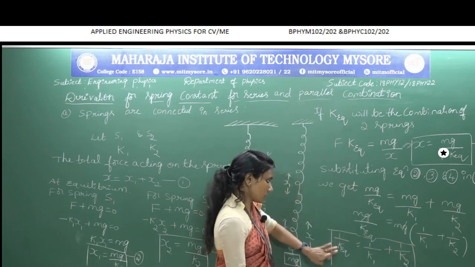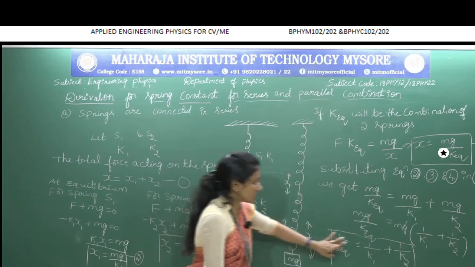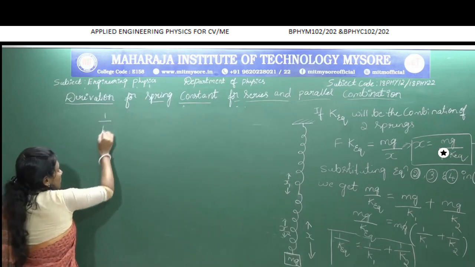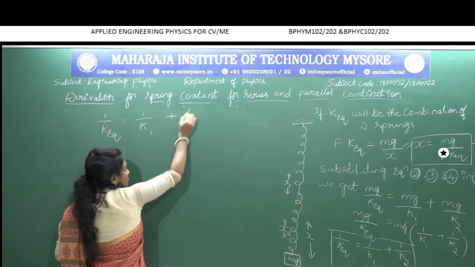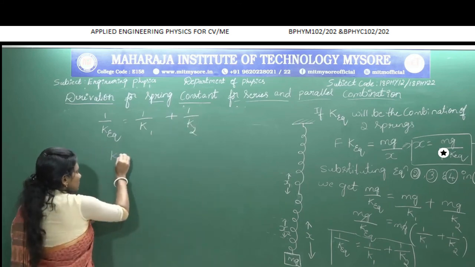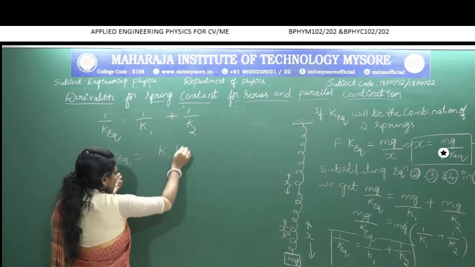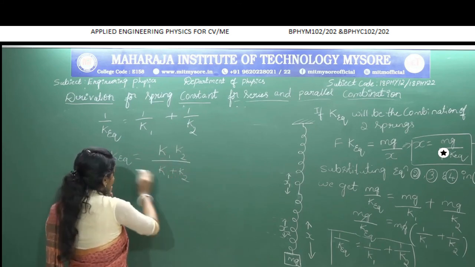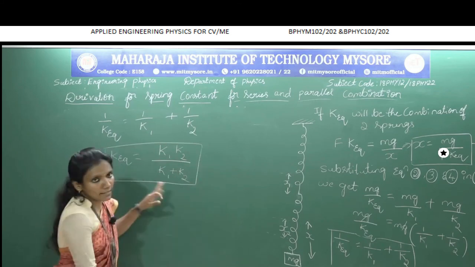So when the two springs are connected in series, 1 by K equivalent, what do we get? If we simplify, once again writing it, 1 by K equivalent is equal to 1 by K1 plus 1 by K2. From this, if we simplify, we get K equivalent is equal to K1 into K2 divided by K1 plus K2. So this is the K equivalent when the two springs are connected in series.